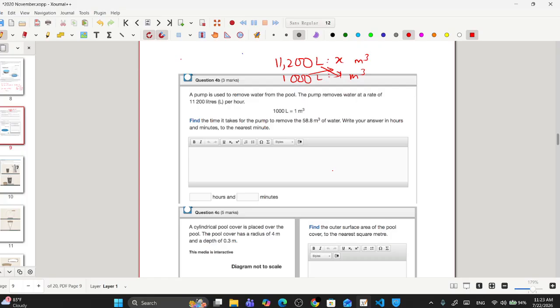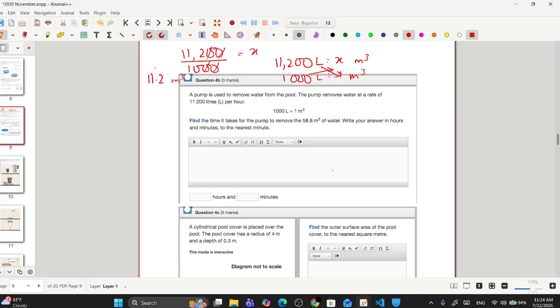This is a ratios question. 11,200 divided by 1,000 equals x. So we get an answer of 11.2 meter cube, and that is the amount per hour.